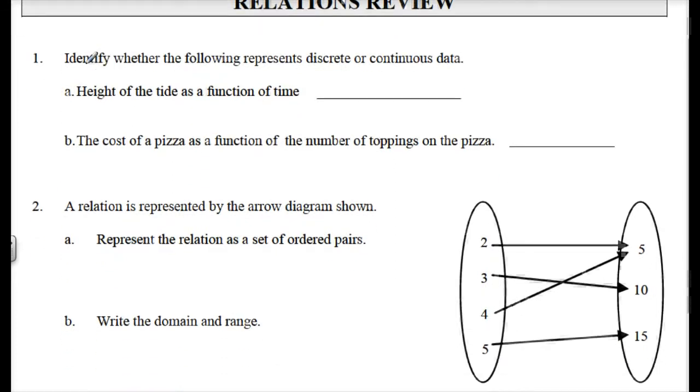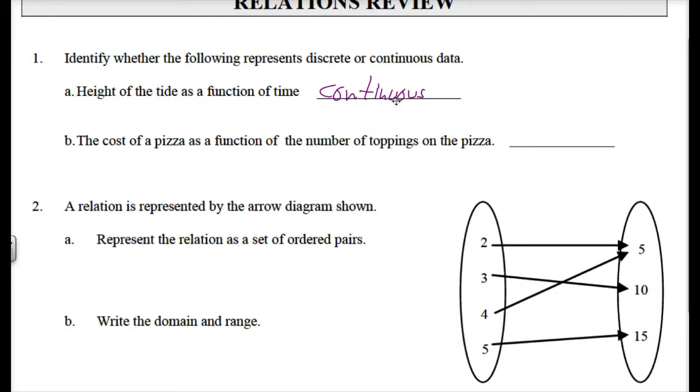Identify whether the following represents discrete or continuous data. Height of the tide as a function of time will be continuous because the height of the tide will go through all possible values of height. It doesn't jump all of a sudden. It's at this height at 1 second, and the next second it's a meter higher.